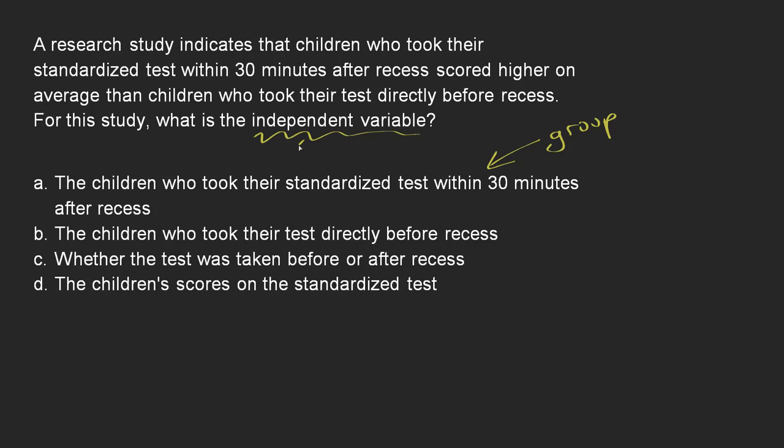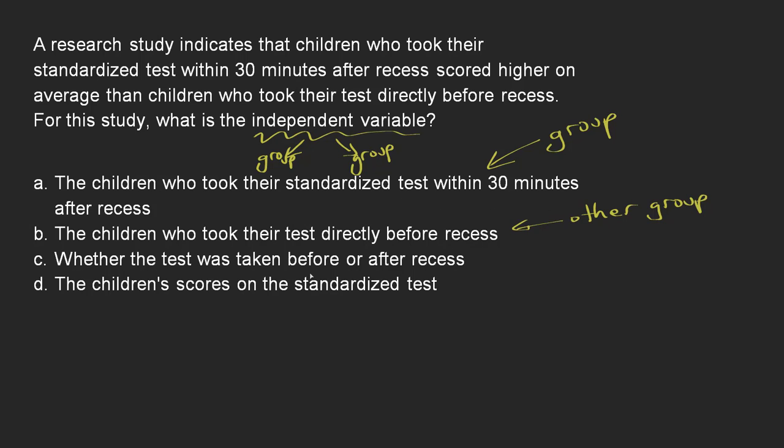Independent variables will branch off into different groups. And those groups define the independent variable. So in part B, it says the children who took their test directly before recess. So this is the other group. So these two groups are the two groups that I'm comparing. Those two groups are going to make up my independent variable.